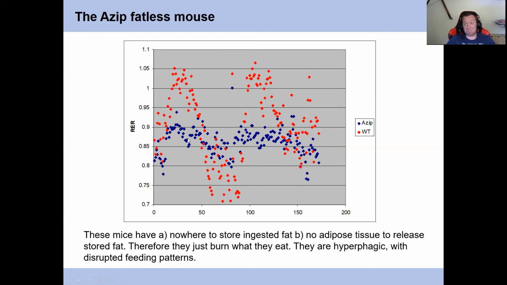Well, the AZIP mice don't have any fat stores, and so they just carry along pretty much the same respiratory quotient the whole time. And it's interesting to note that the AZIP mice are also hyperphagic, and they're almost certainly continuing to eat in these periods, given that they only have about 4 hours of glycogen. So they have messed up feeding patterns. And I've always wondered if this could be an example of the tail wagging the dog. So rather than the brain controlling the feeding patterns, it's actually derived from the peripheral metabolism, which is the key factor in controlling when and how much these animals are eating.